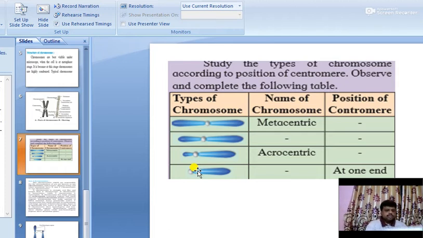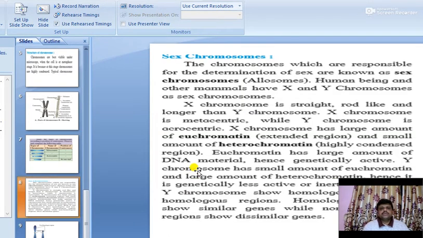Let us move to the next point, the sex chromosomes. This is the most important part as far as the study of inheritance and variation is concerned, both Mendelian and post-Mendelian inheritance. Sex chromosomes are responsible for the determination of sex. They are also called allosomes. This word itself indicates its meaning: those chromosomes that determine the sex of a particular offspring or individual are known as sex chromosomes or allosomes.